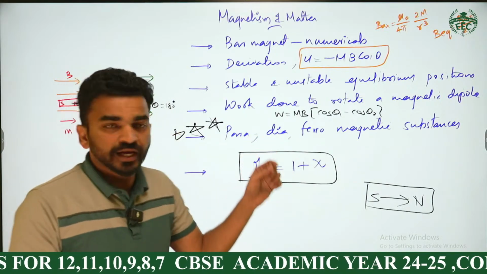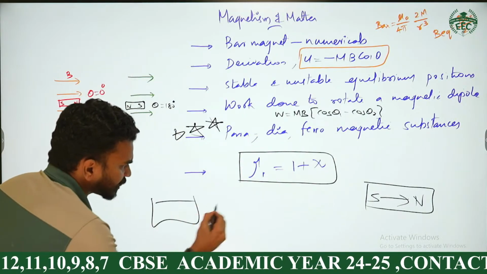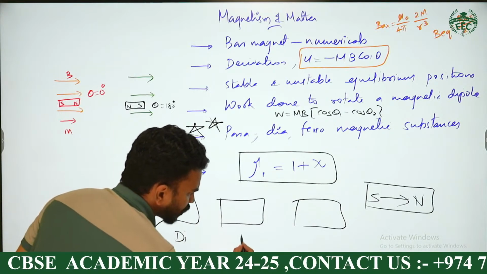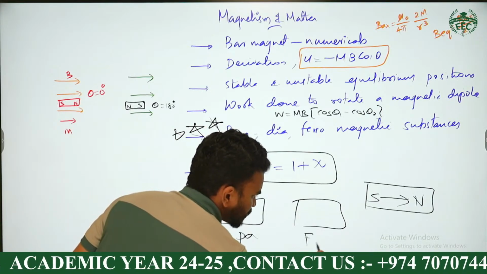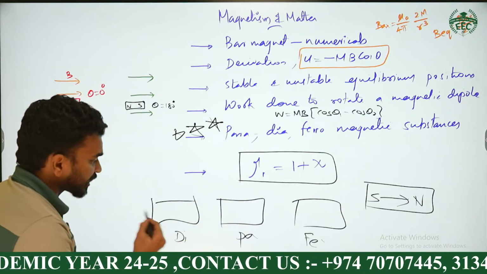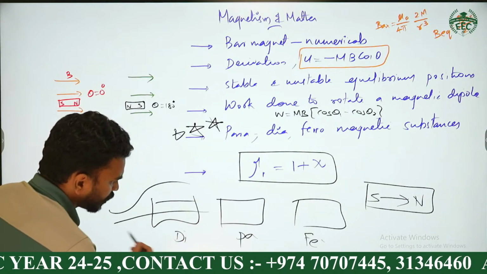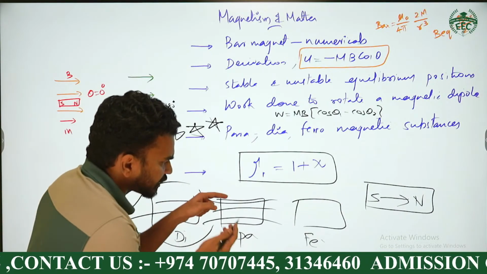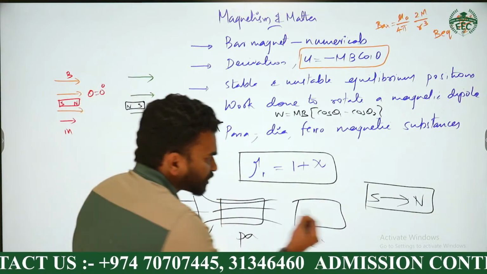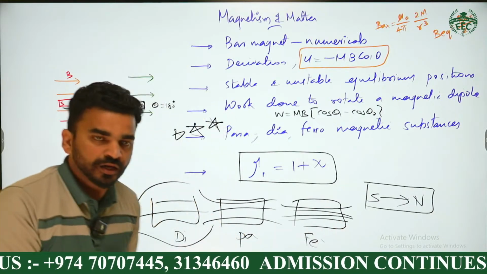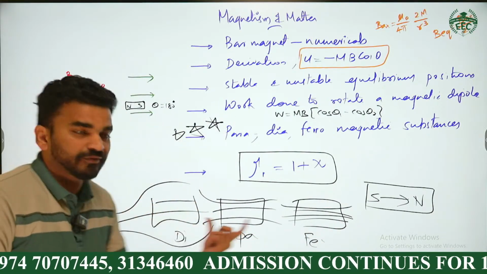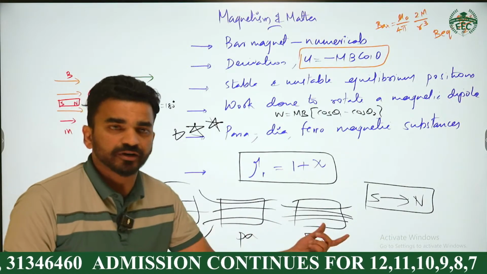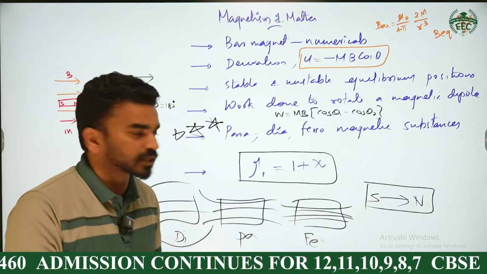Remember the order: first one is dia, then para, then ferro. You should know their magnetic field line patterns. That is very important. In dia, the magnetic field lines are a little wide apart, but very, very close in para. Here it is far apart. They will provide this diagram, then ask you to identify which is dia, para, ferro, etc., and list out some properties.